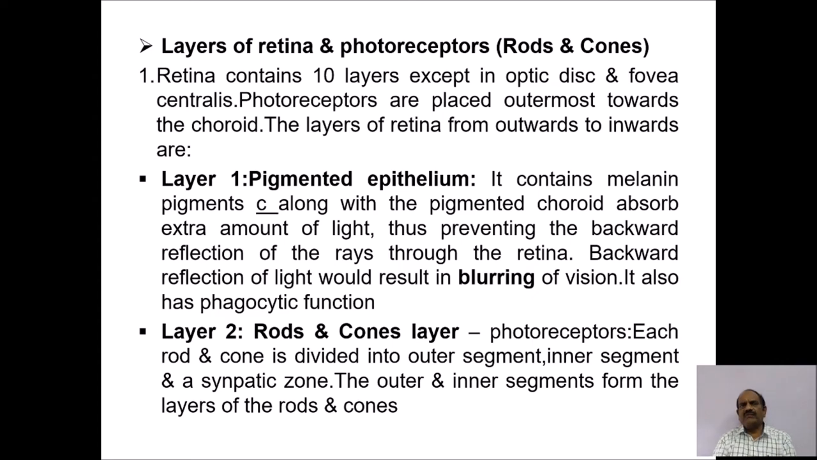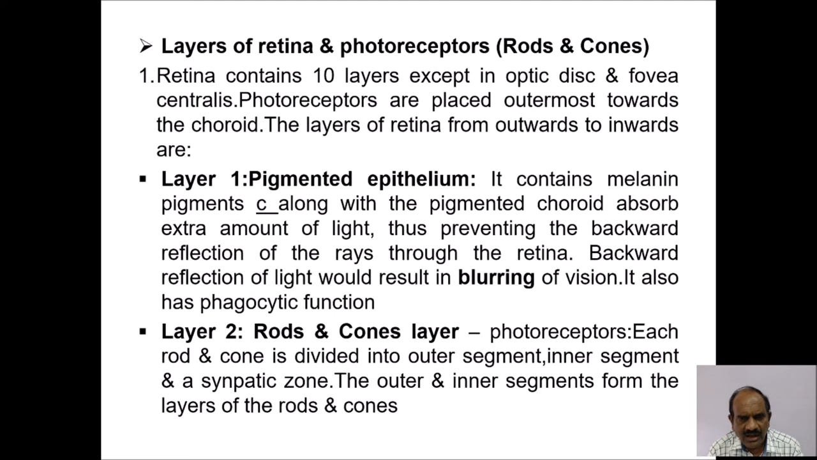Now coming to the retina, it is very interesting to note that the retina is a very important part of the eyeball where the actual image is formed. There are approximately 10 layers of the retina, and it also contains the commonest types of photoreceptors that help in image perception, which we call the rods and the cones. The retina contains approximately 10 layers, except in the optic disc and fovea centralis. Photoreceptors are placed outermost, toward the choroid.